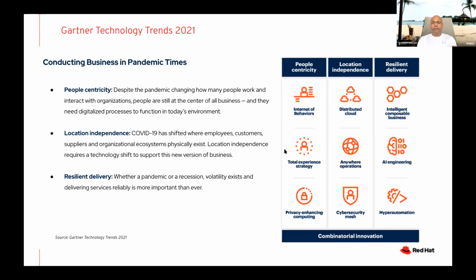So I was talking about the Gartner top strategic technology trends. This is something that has been recently published by Gartner, and they look at how COVID-19 will change the way we consume digital services, the way we look at things. That's very obvious, because of the 3 key topics they mentioned. People centricity is essentially how we work and how we interact.